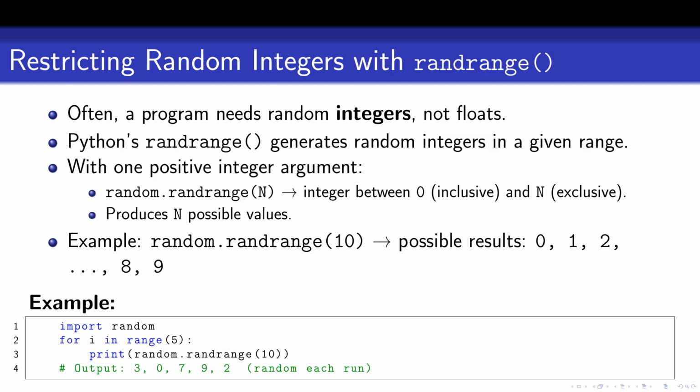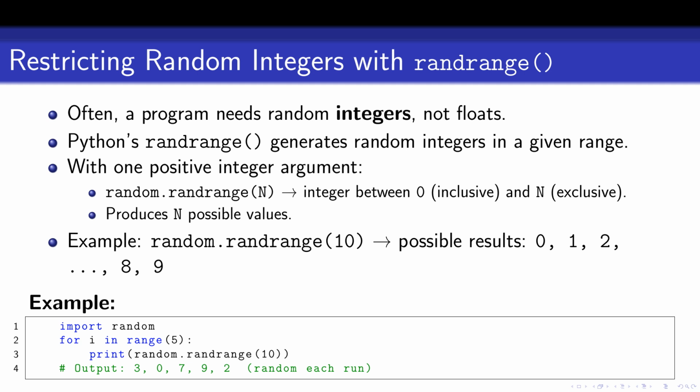Sometimes, you need random integers rather than floating point values, and that's where randrange comes in. When given a single integer argument, randrange produces a random integer between 0 and that number minus 1. For example, randrange with an argument of 10 will return values from 0 through 9, giving you 10 possible outcomes.